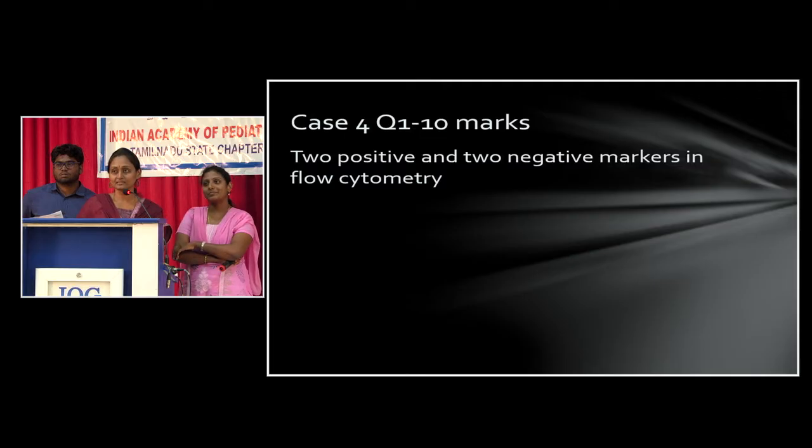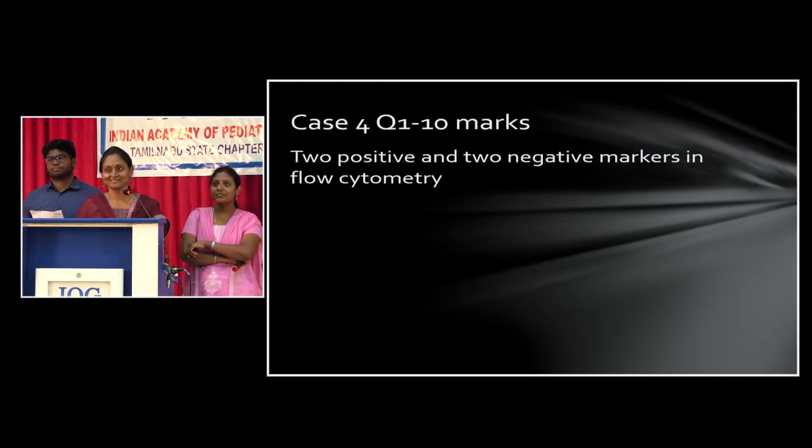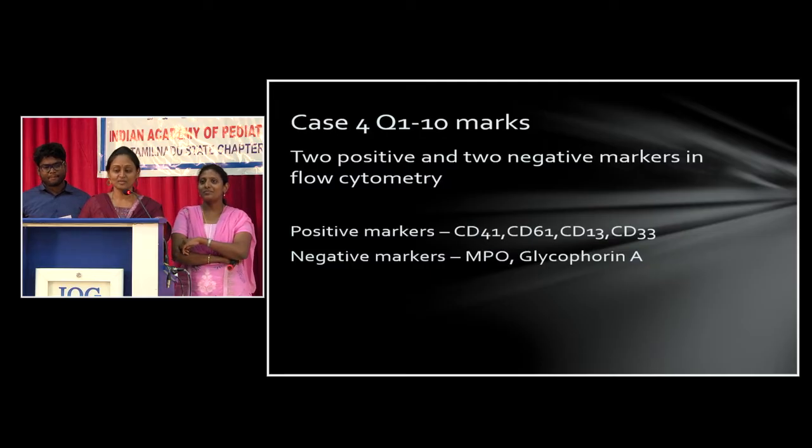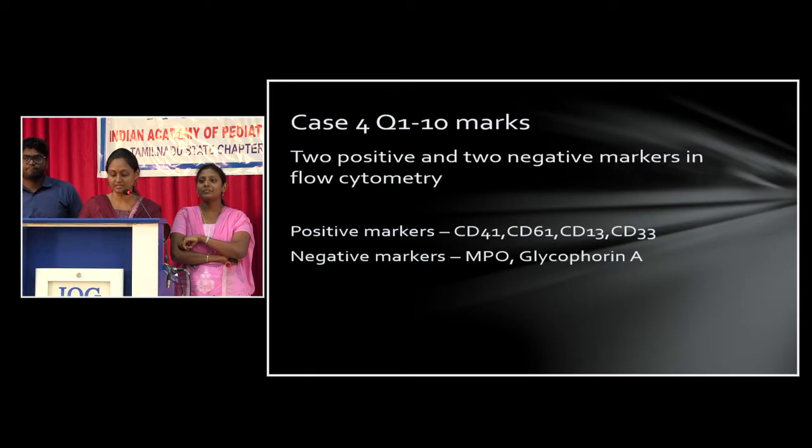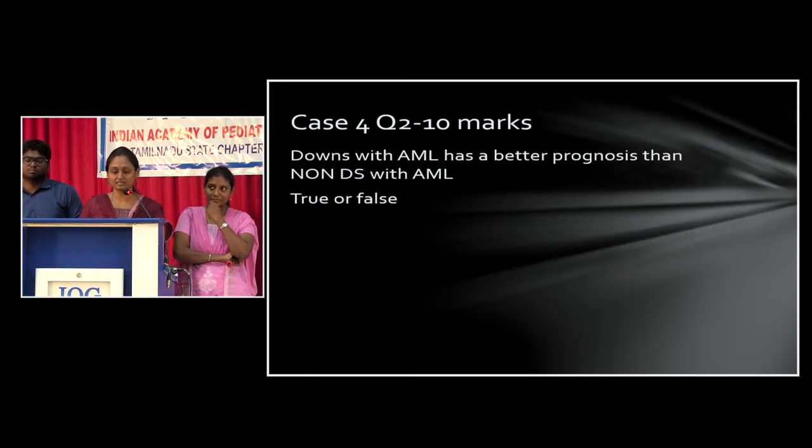Anybody? Any tries? Negative for myeloperoxidase, very good. Neuron specific enolase. Okay. Positive markers? Okay, good try. CD41, CD61, CD13, CD33. CD41 and CD61 are specific markers for megakaryocytes. MPO is a myeloid marker, which will be negative. Glycophorin A is an erythroid marker, which will also be negative because it is megakaryocytic lineage.